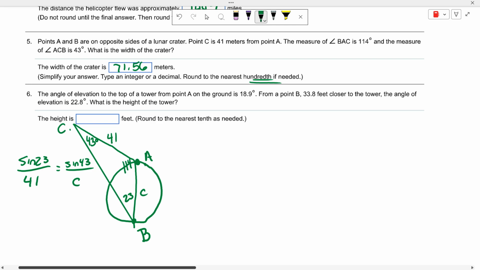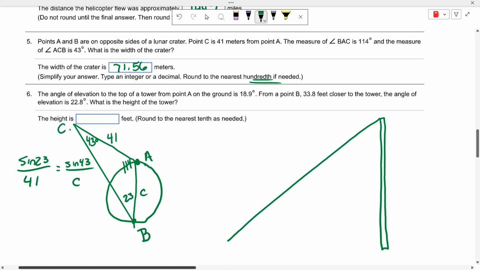The angle of elevation from the top of a tower to point A on the ground is 18.9 degrees. From a point B, 33.8 feet closer to the tower, the angle of elevation is 22.8. What's the height of the tower? So we got a big tower. A is here, which makes the angle of depression 18.9. So that means the angle of elevation is 18.9.